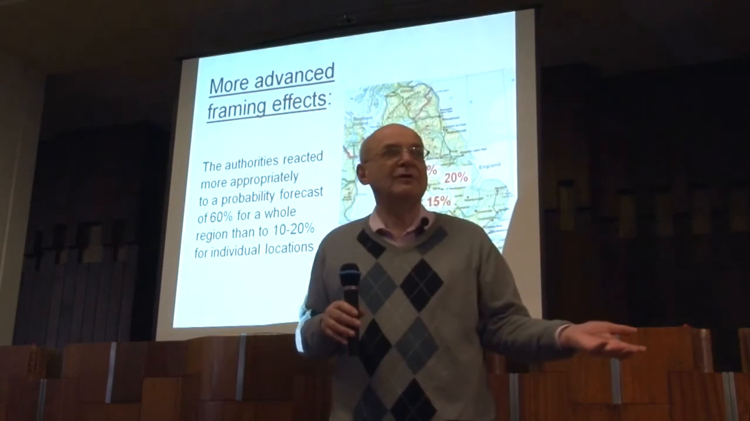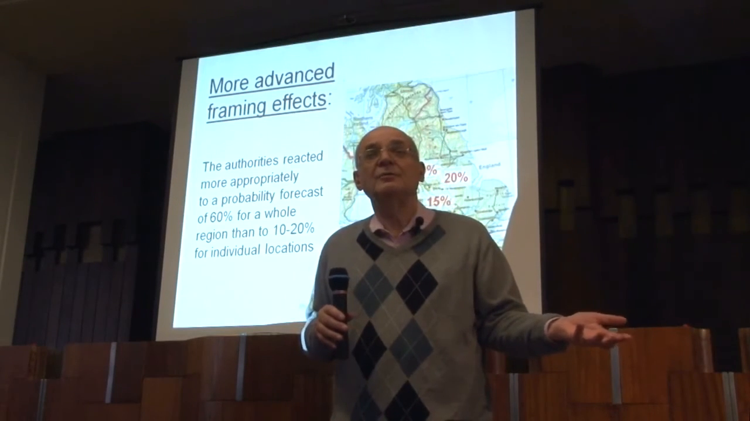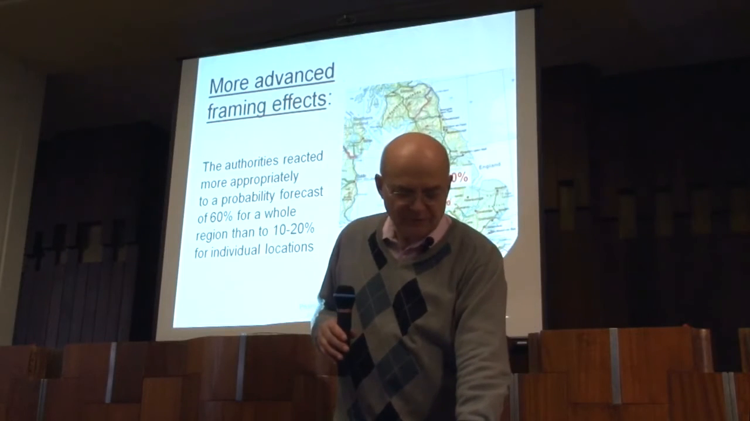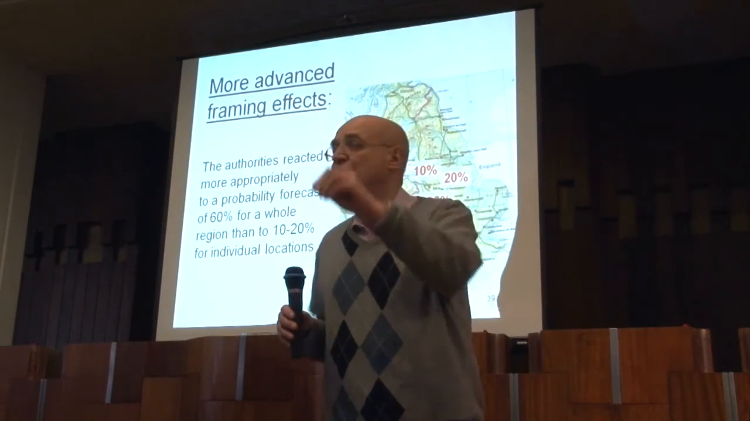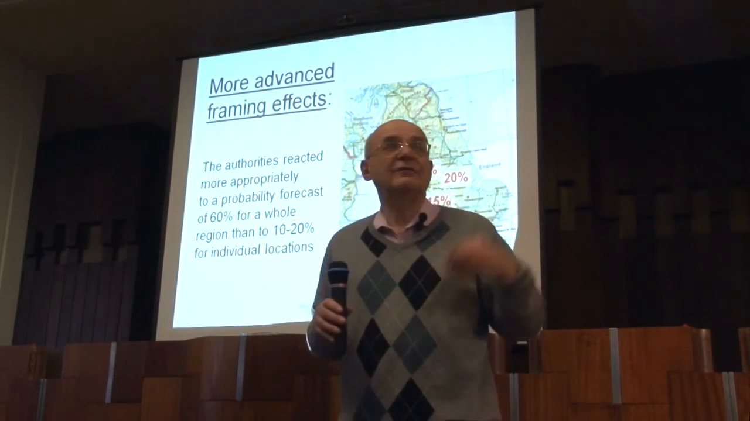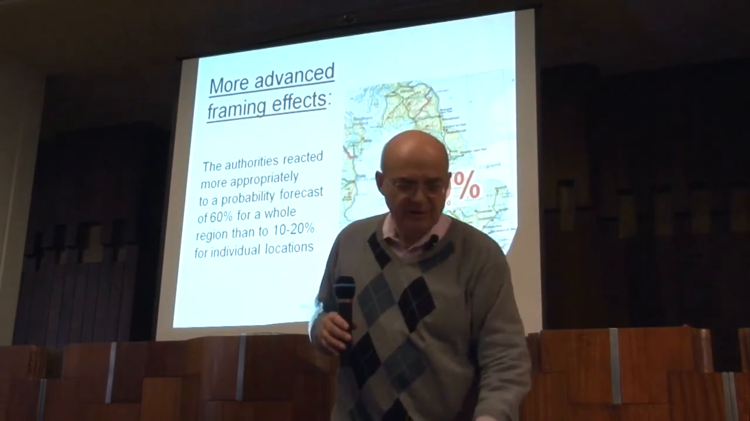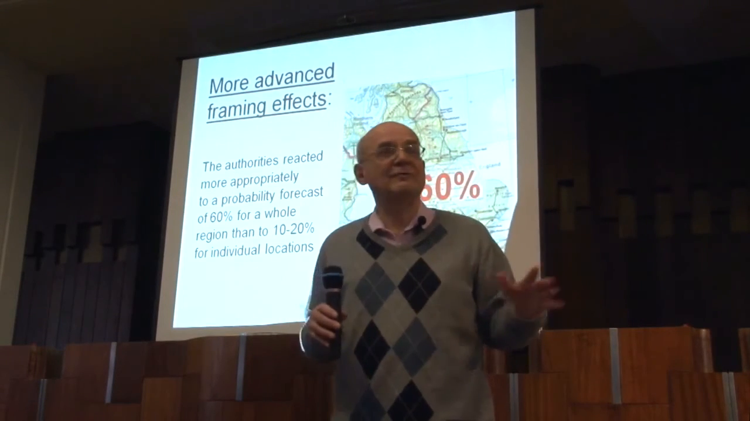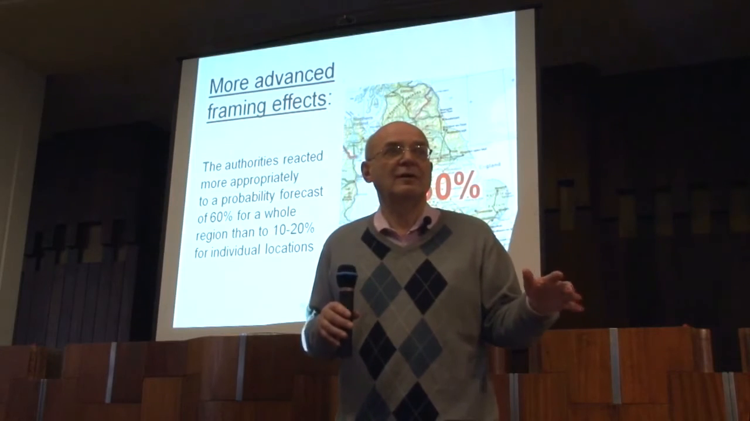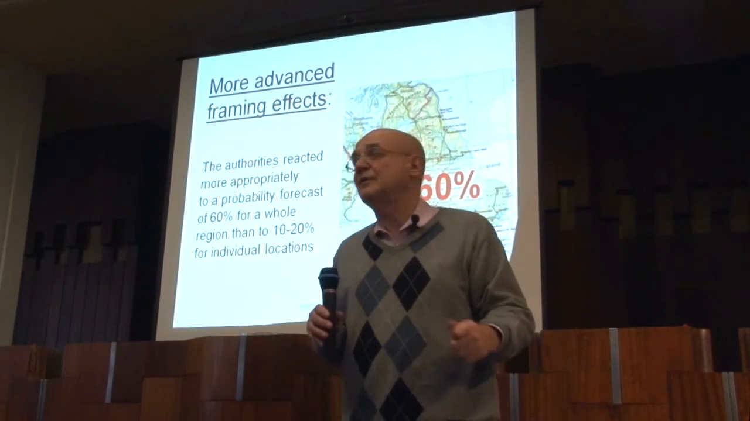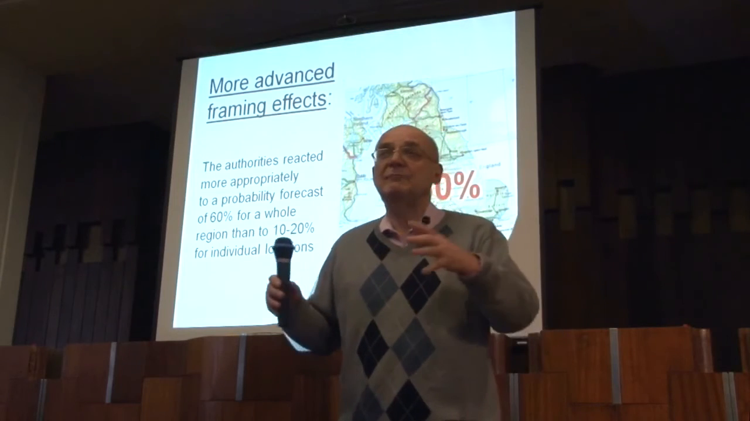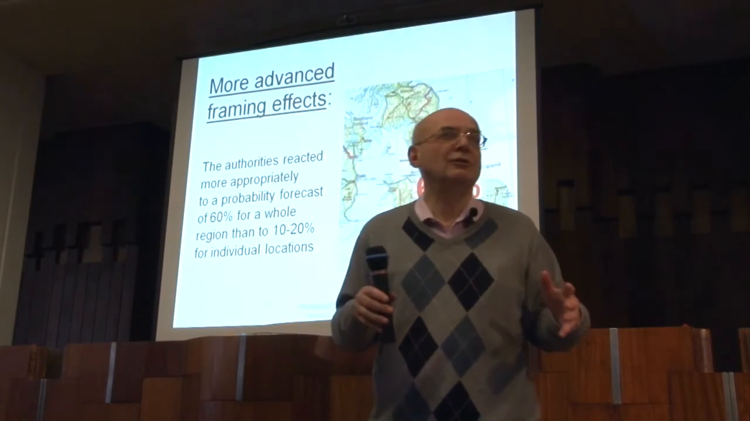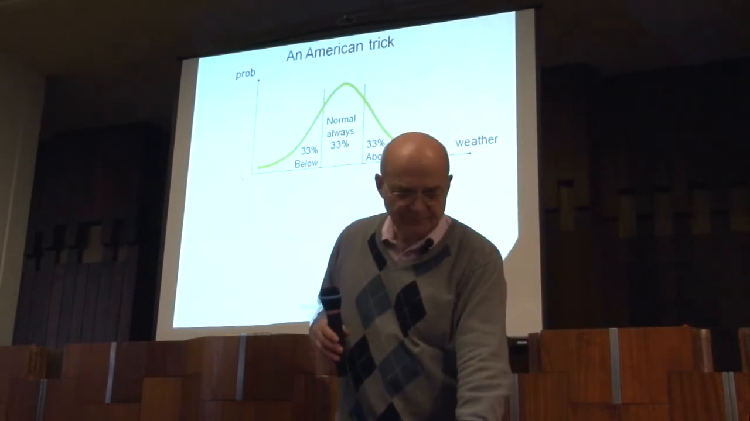So coming back to this Birmingham tornado, instead of saying it's 10-15% for individual locations, you say it's 50 or 60% for the region as a whole. It's mathematically consistent, but the psychological message becomes stronger. People think, somewhere perhaps we should do something.